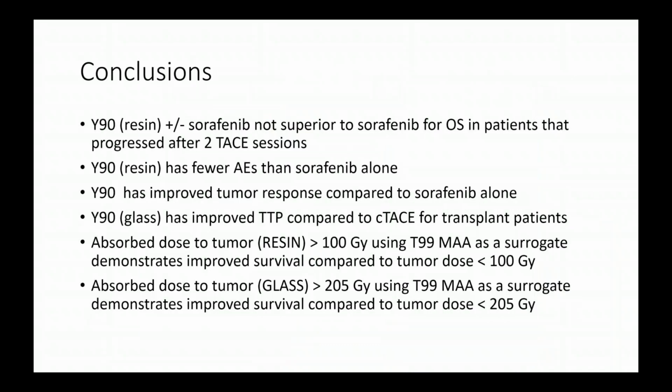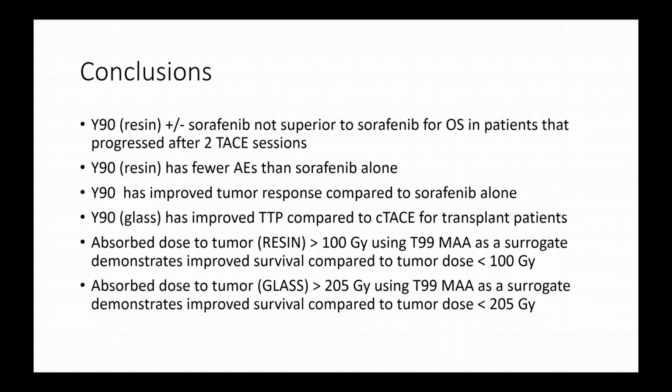Anyway, very quickly, briefly, conclusion. So Y90, the studies that I showed: Y90 resin with or without sorafenib was not superior to sorafenib for overall survival. Those are the 2 studies that were negative. It is shown, though, that Y90 has fewer adverse events than sorafenib alone. It also has improved tumor response compared to systemic therapy by itself. You could argue that 1 therapeutic session of Y90 may be better for a patient overall than getting a systemic therapy, but that wasn't the goal of the study, and they didn't have that outcome.